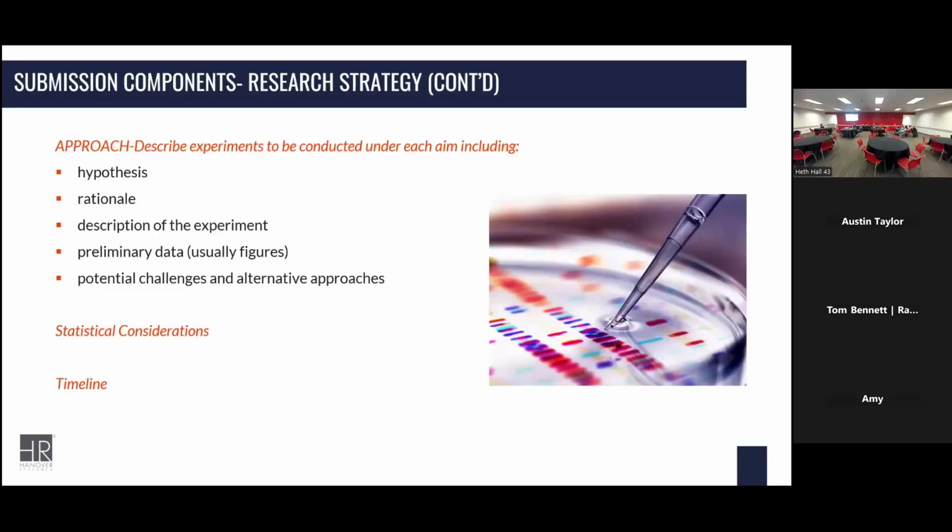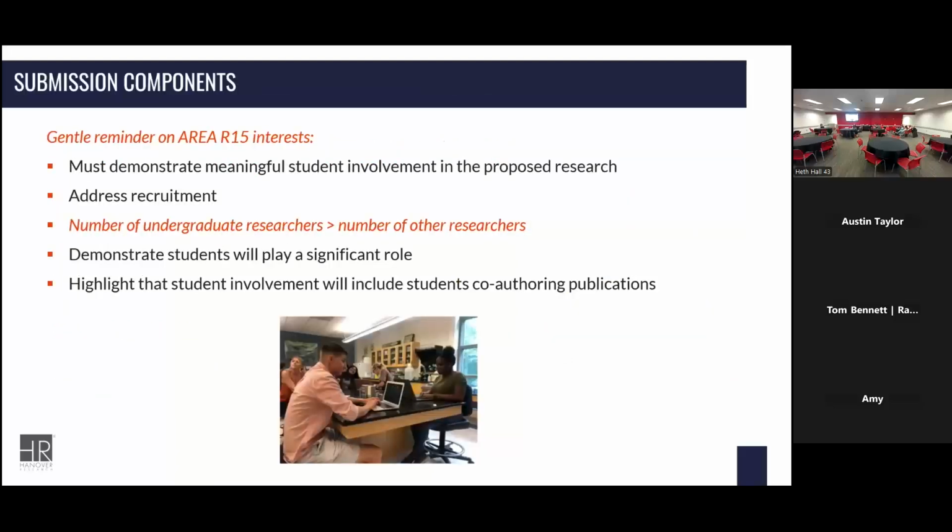And then again, your statistical considerations, your timeline, and why it's appropriate for the scope and scale of the project. In addition to those two components and the context associated with them, you want to describe the involvement of students. Again, they don't want to see one week in the summer over three years. They want to see, even if it's 5 hours a week during the academic year, a more intensive summer experience, whatever that is. You want to speak to that. You want to speak to how you're going to recruit those students.